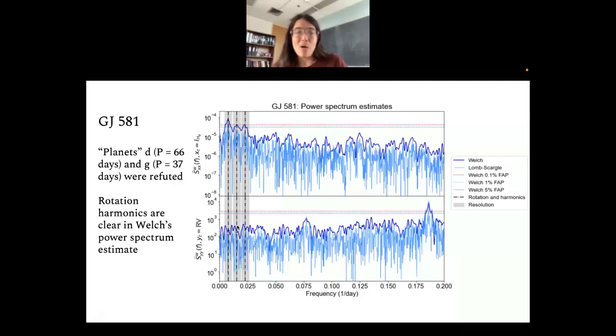However, they are stellar activity. They are not planets, so they're rotation harmonics. And that's very obvious in the Welch's power spectrum estimate of the activity indicators. It's not at all obvious in the Lomb-Scargle periodogram.